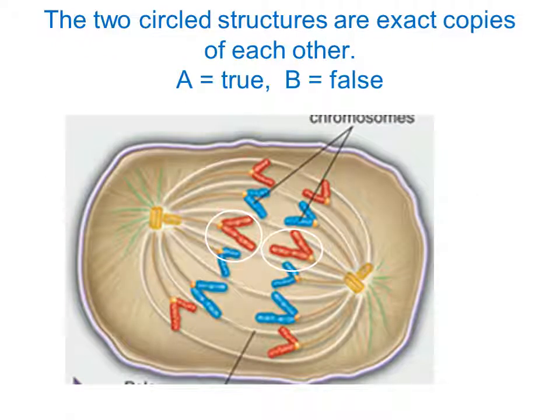Next question: the 2 circled structures are exact copies of each other. Is this true or false? I'll give you a second to answer that. The answer is A, true. The 2 structures that you see circled are identical copies of each other. That's the whole point of mitosis, is by the end of this process, we'll have 2 cells that are identical to one another. So this is the step in which that replicated DNA is getting separated from each other.